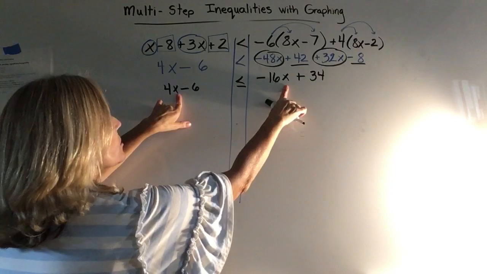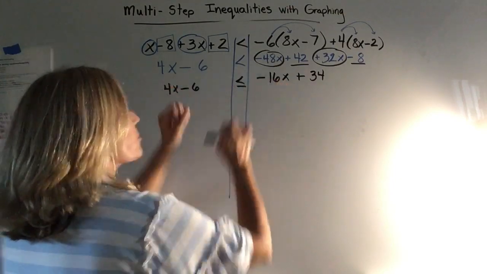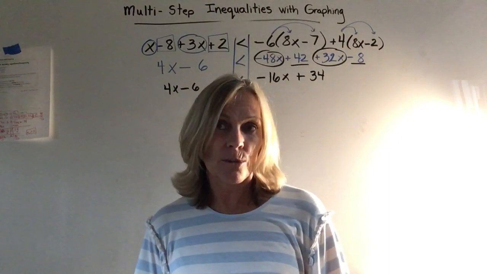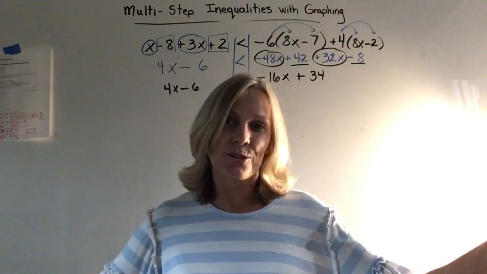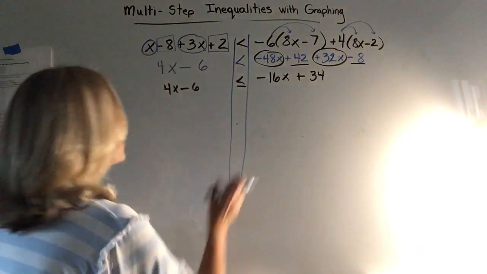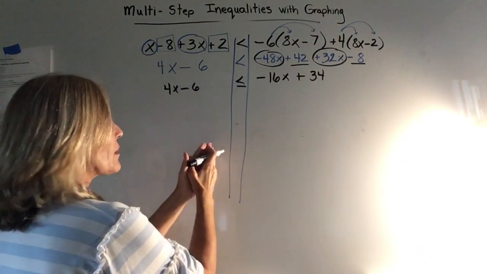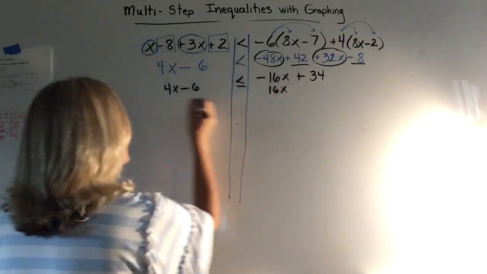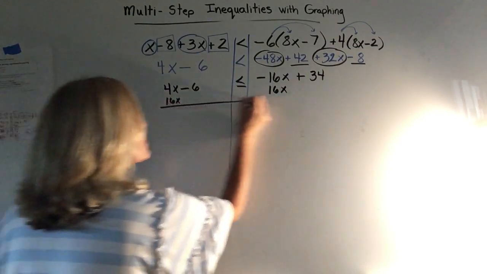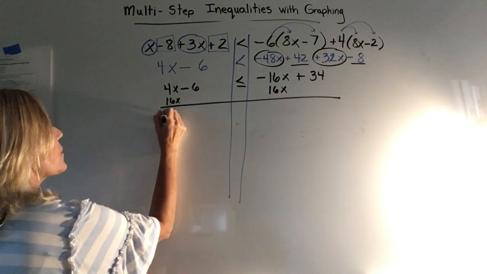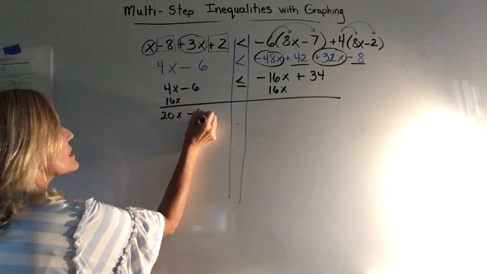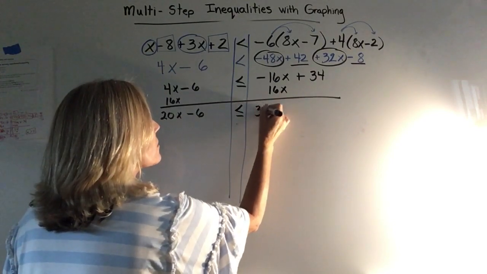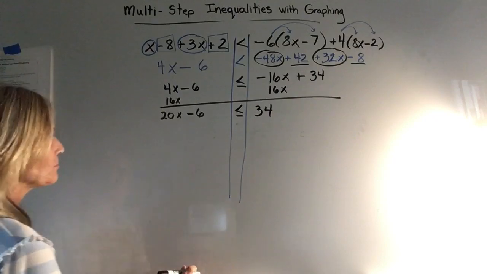Now, we do have to combine our variables. We have to put them all together on one side, because if you're trying to isolate the variable at the end, how can you do that if you have some over here and some over here? So we have to move them all together. So I'm going to put them all on this side just because I want it on this side at the end anyway. So I'm going to add 16x to both sides. And we have 20x -6 is less than or equal to, and over here we have 34 left over.